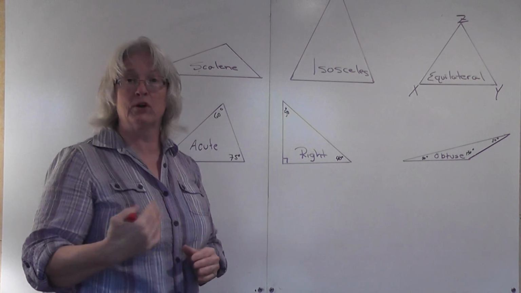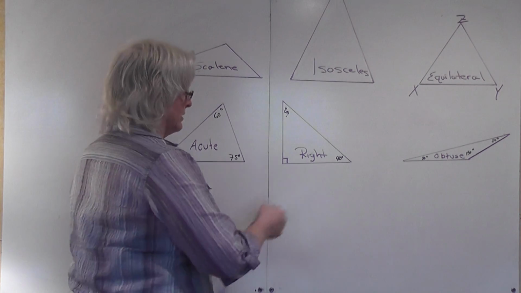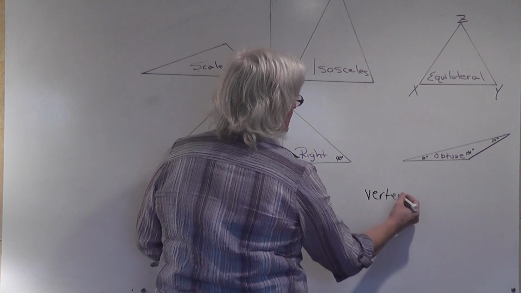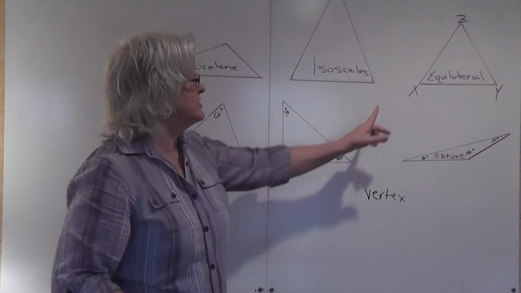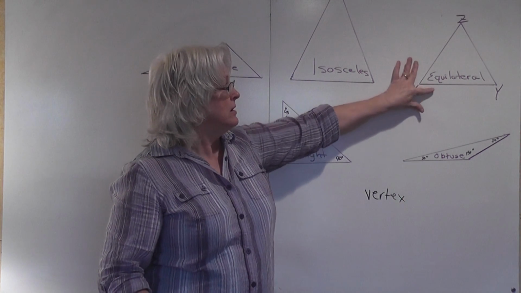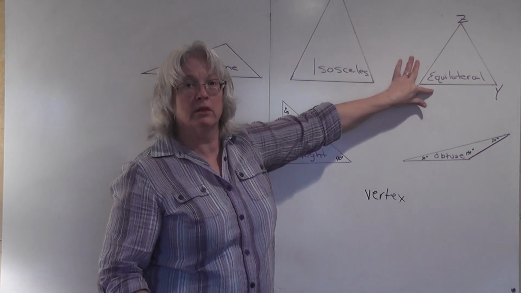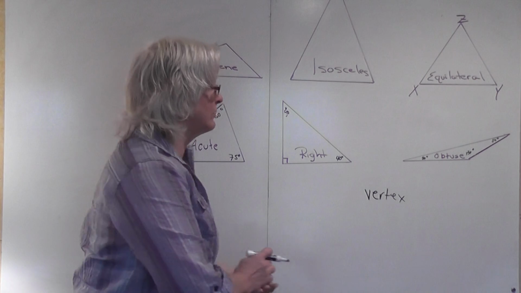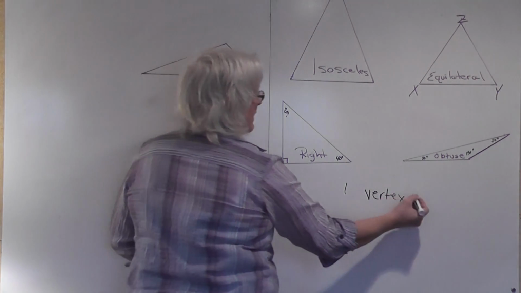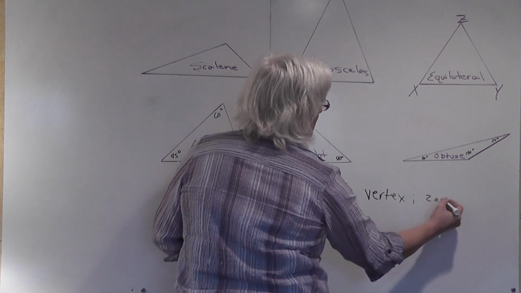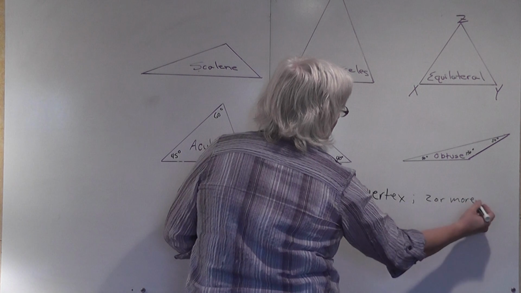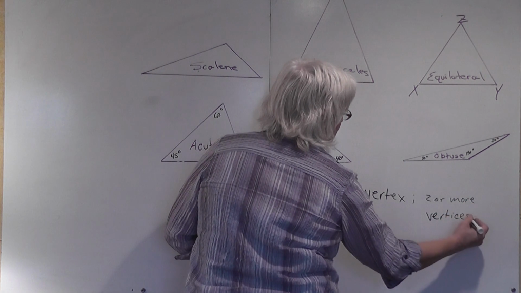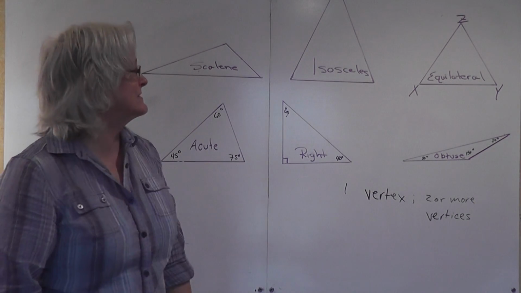In case you don't know vertices, that's the plural of vertex. So you have one vertex, which is the point at which the 2 rays go out from either side to define an angle. So you have one vertex, you have 2 or more vertices. It's not vertexes, it's vertices.